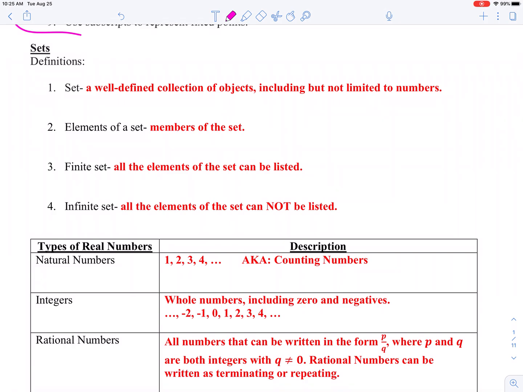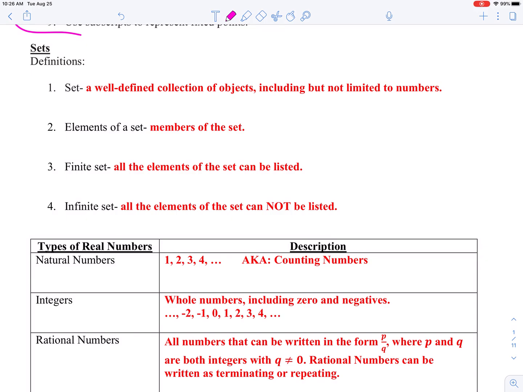So here's some definitions. A set. So what is a set? It's a well-defined collection of objects, including but not limited to numbers. Well, that sounds fine, but what does that mean, right? A well-defined collection of objects. In other words, the set has to be properly defined or easy to understand is what they're saying. In other words, you can say something like all the whole numbers, or all odd numbers, or all even numbers, or all letters of the alphabet, something like that.